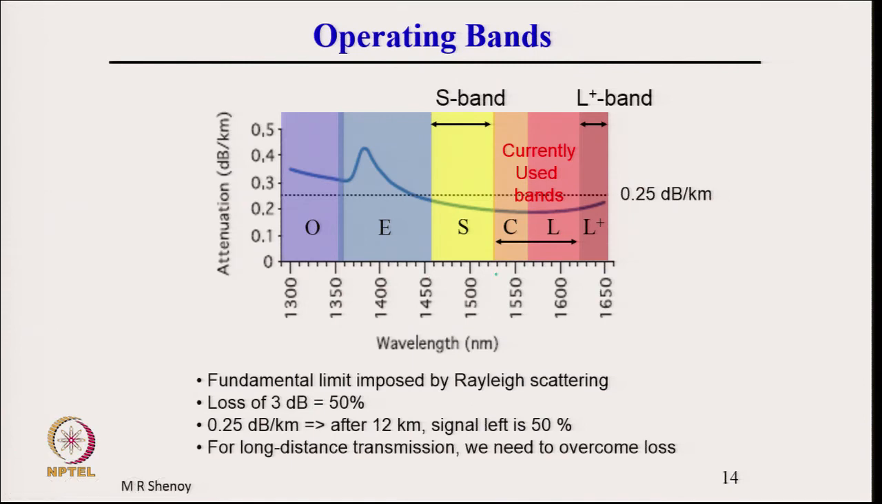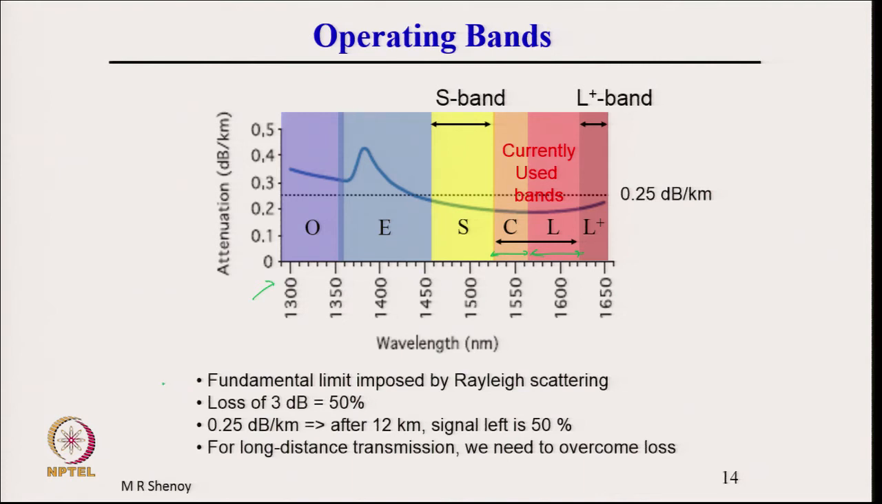So, in communication technology, these are also called different bands. There is the C band, which is called the conventional band. This is the L band, the long band; C and L are currently used. There is the L plus band, which is beyond the long band, and there is the short band, the S band, and there is the old band, the O band. Initially the communication was around 1300 nanometer. There was a reason for that, because silica based optical fibers show zero dispersion wavelength around 1300 nanometer, and E is the extended band.